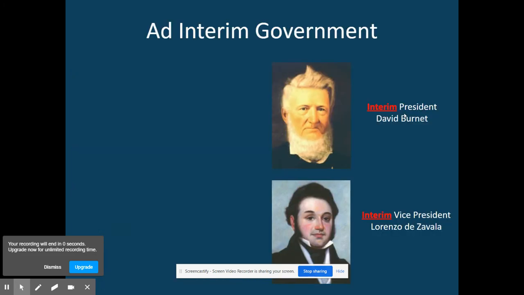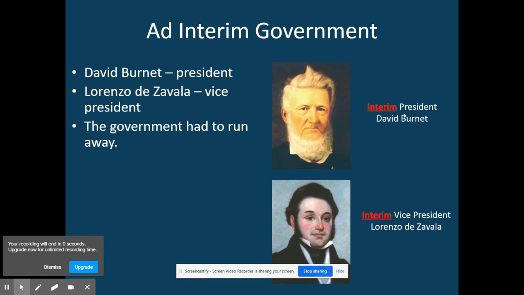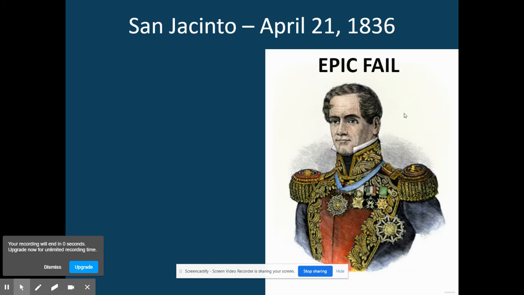Ad interim government. Interim means temporary. The president was David Burnet. The vice president was Lorenzo de Zavala. The government had to run so they would not be captured by Santa Anna, thus causing the loss of any hope for Texas to have independence. In other words, if Santa Anna had captured him, he would have won.